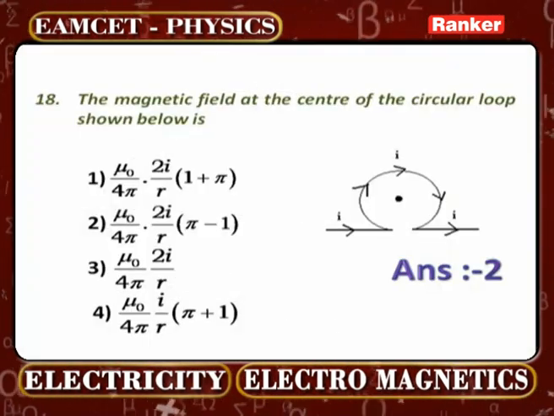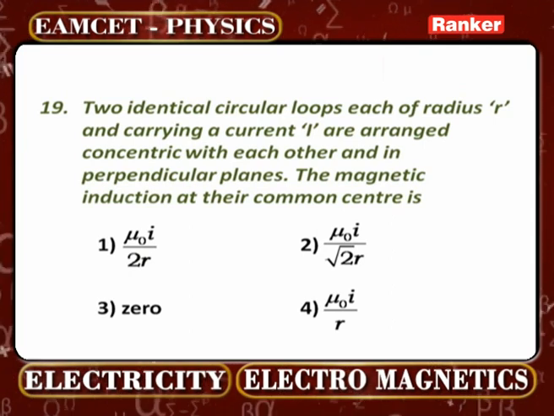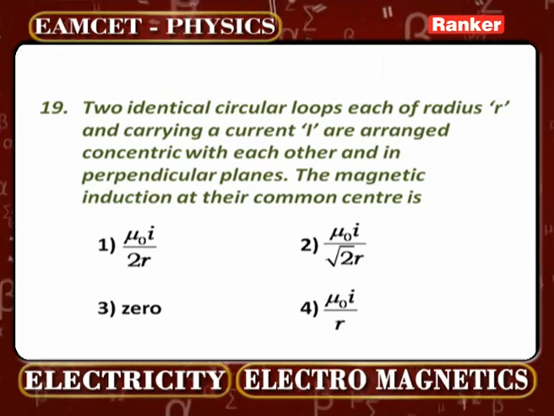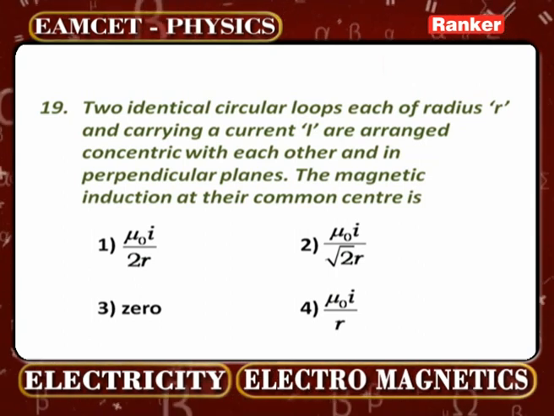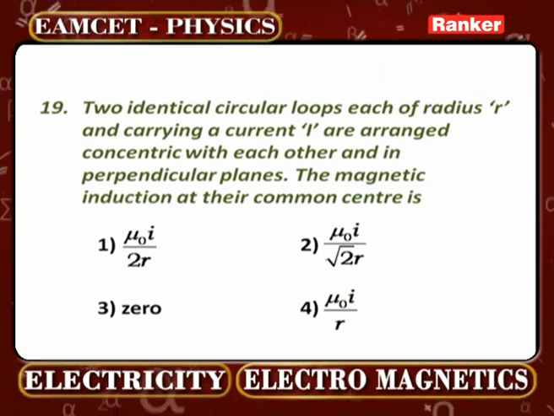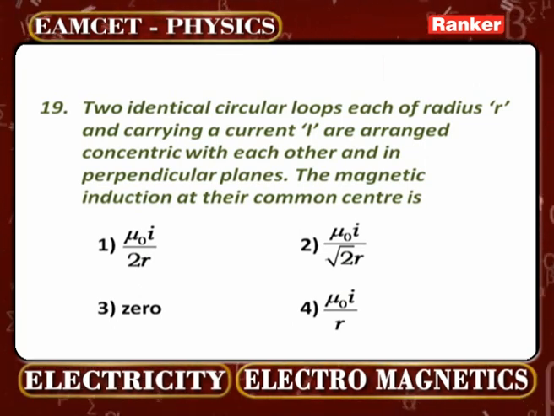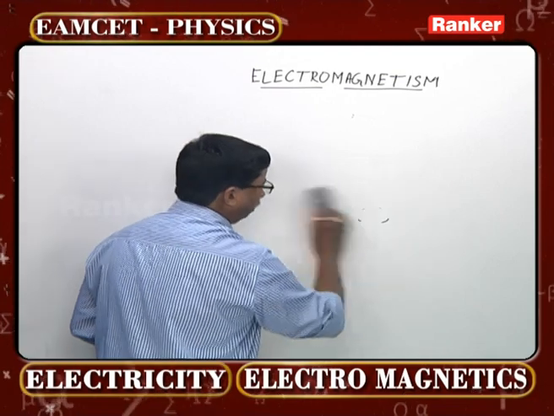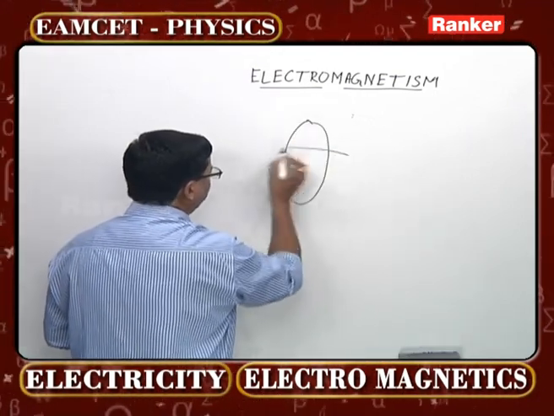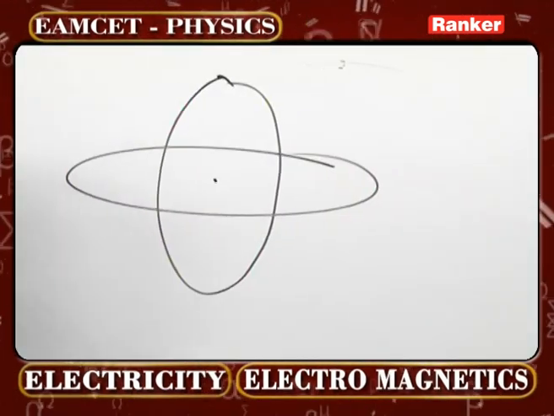Look at the next one, that is problem number 19. Two identical circular loops, each of radius r and carrying a current I, are arranged concentric with each other and in perpendicular planes. The magnetic induction at their common center is how much? You can definitely understand now. There are two coils. One is like this, one is like this. That is the common center.